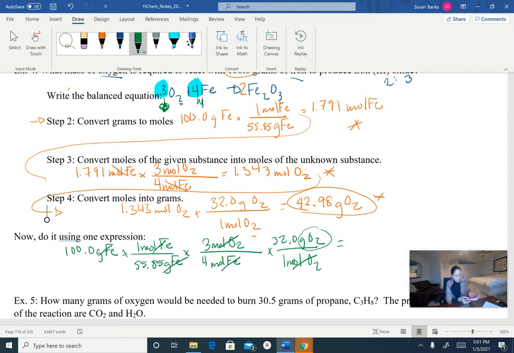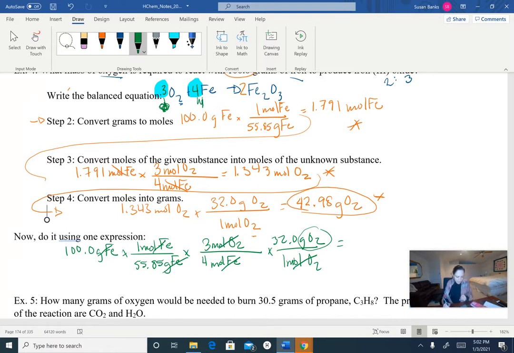Now, remember, everything on the top is a multiplier. Everything on the bottom is a divider. So let's do this step by step. I'm going to take 100 divided by 55.85, multiplied by 3, divide by 4, and then multiply by 32.